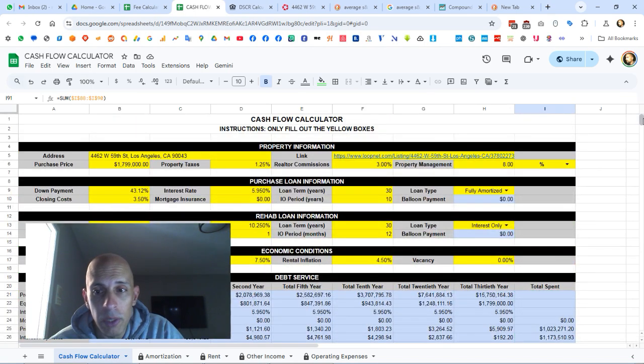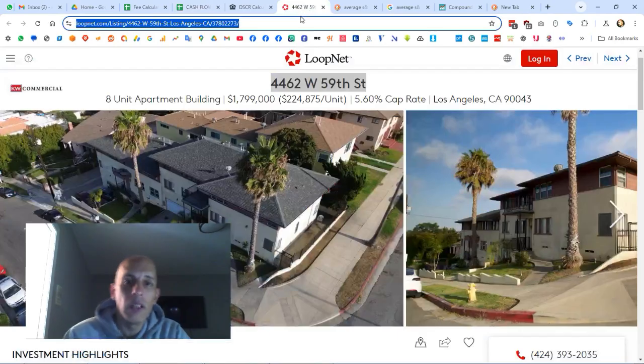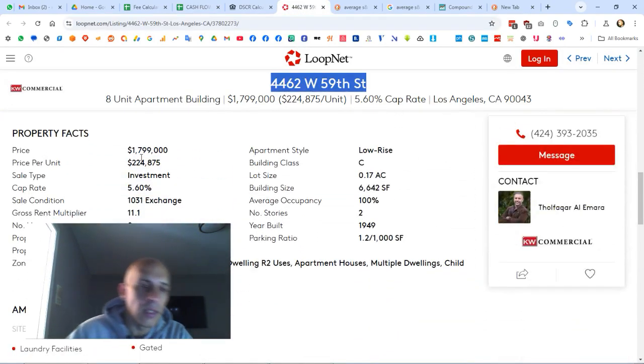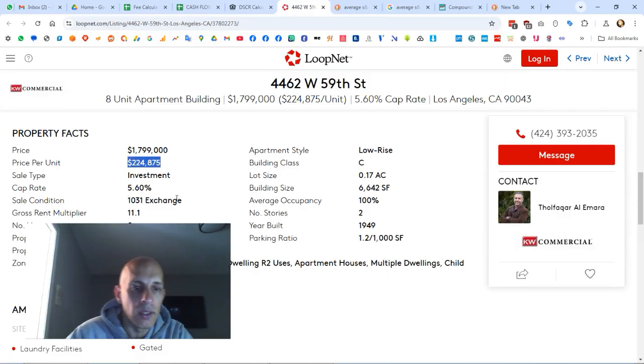So this building is a tough sell. Now, one thing you can do is, here's the opportunity, I think, is that the price per unit is $224,000, $225,000 per unit.